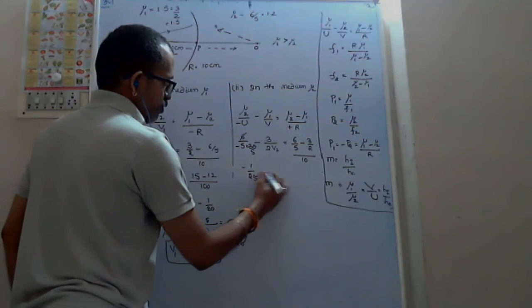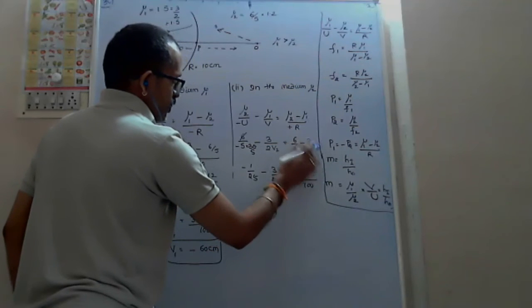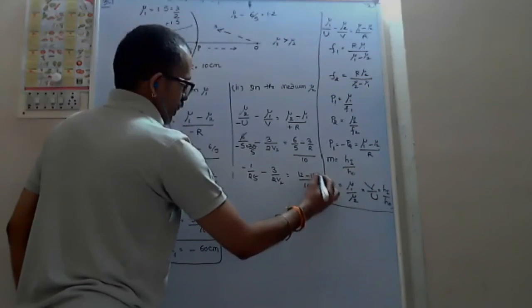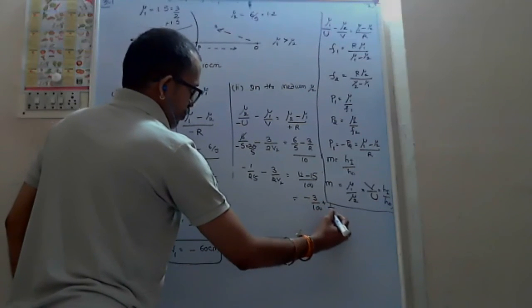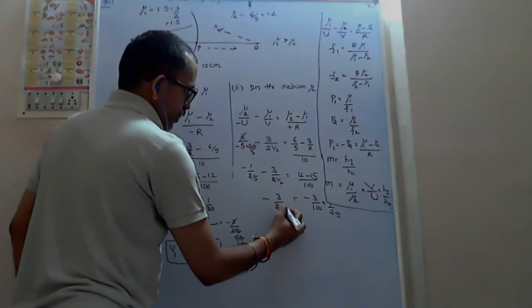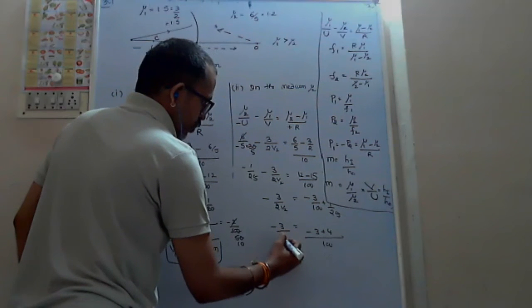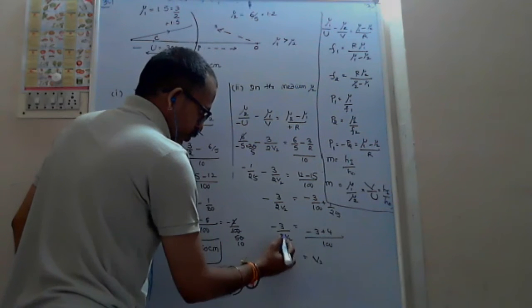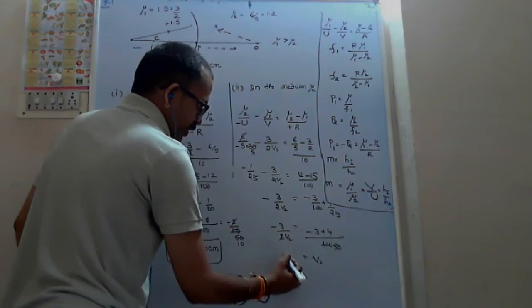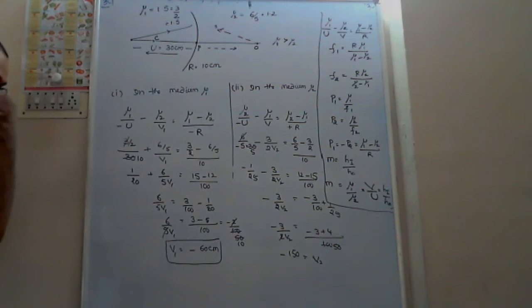Minus 1 by 25 minus 3 by 2 V2 equals 100. So this is minus 3 by 100 plus 1 by 25 equals minus 3 by 2. This is 100 LCM, minus 3 plus 4, minus 3 by 2 V2. This is V2 equals minus 150. Correct only. How much did you get? Minus 150? Yes, sir. Right only.